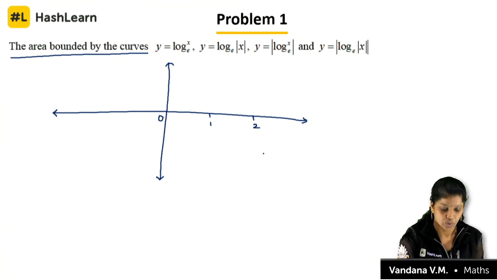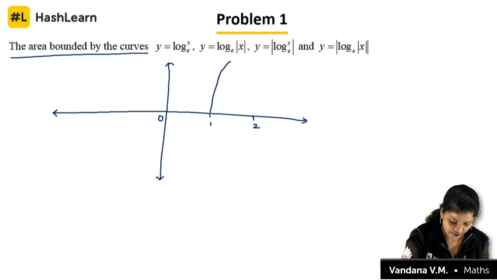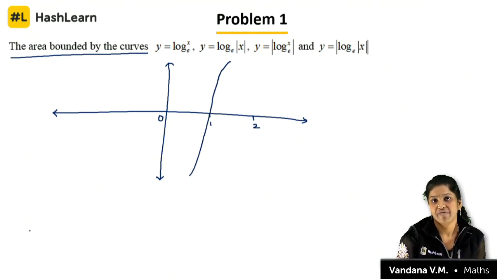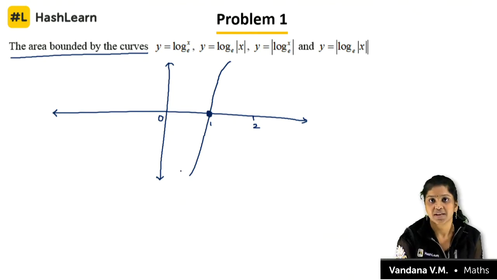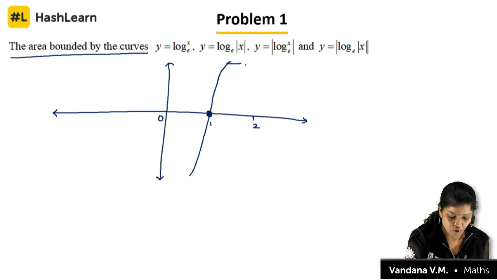0, 1, 2 and so on. Log 1 is 0. So, log x, it means we have to see the limits. Yes, Radhika, correct. So, log 1 is 0. So, its graph will be like this. At 1, it becomes 0. So, this is the graph of log x.